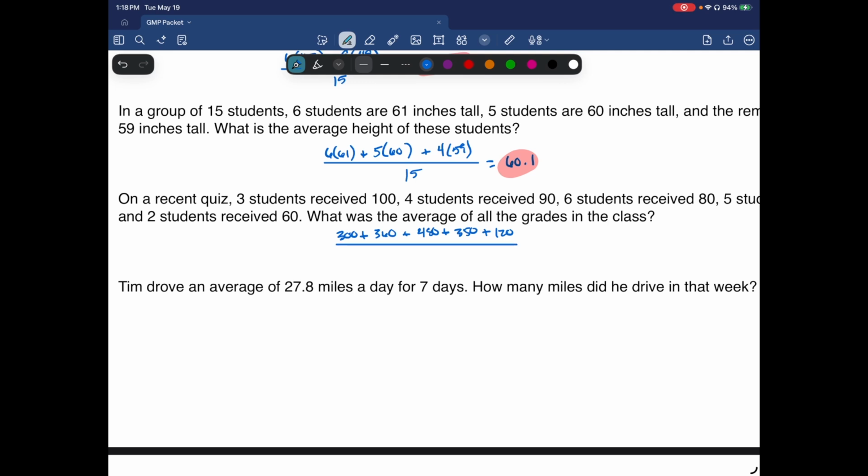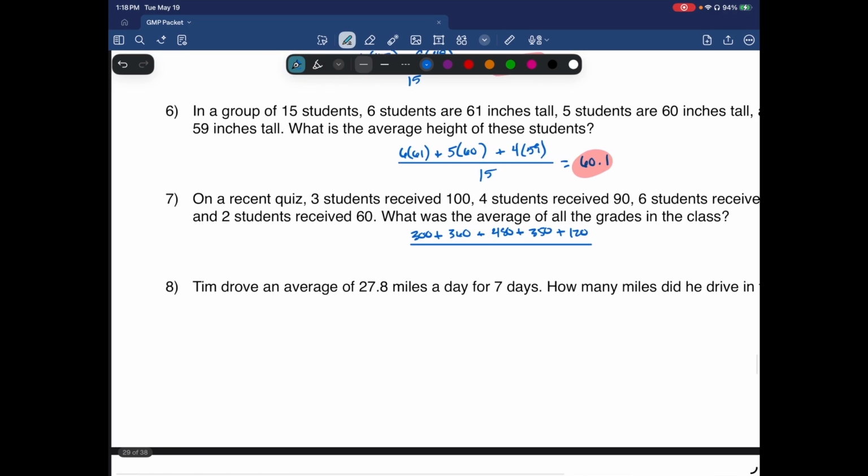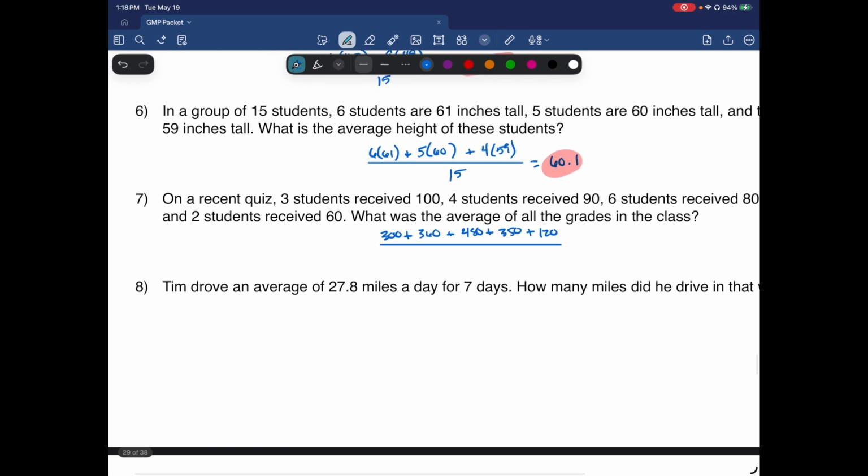So you had 3, 4 is 7, 6 would be 13, 5 is 18, and 2 is 20. So we're dividing by 20. Add all those up, divide by 20, and you get 80.5 is the average grade in the class.